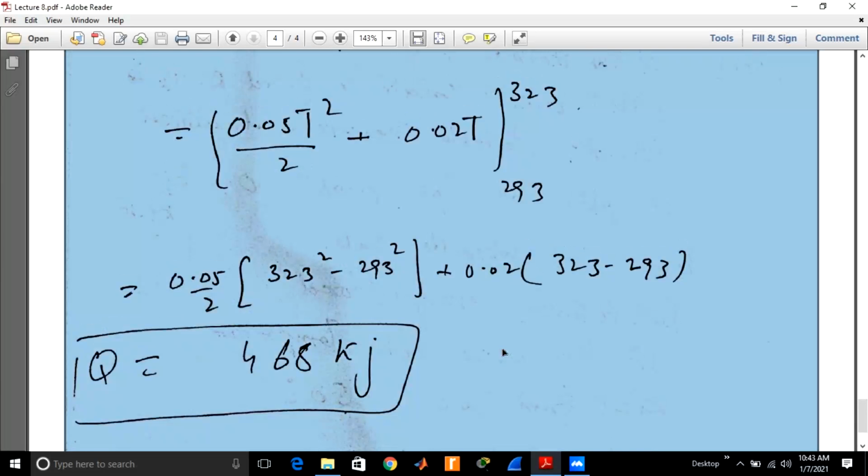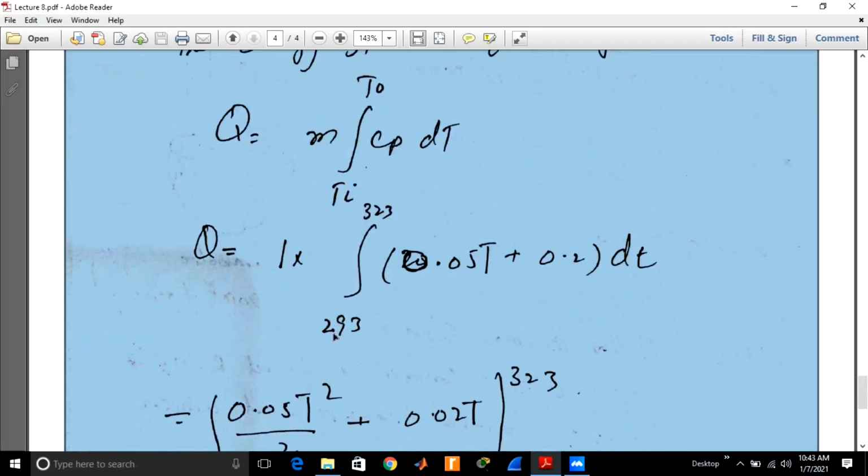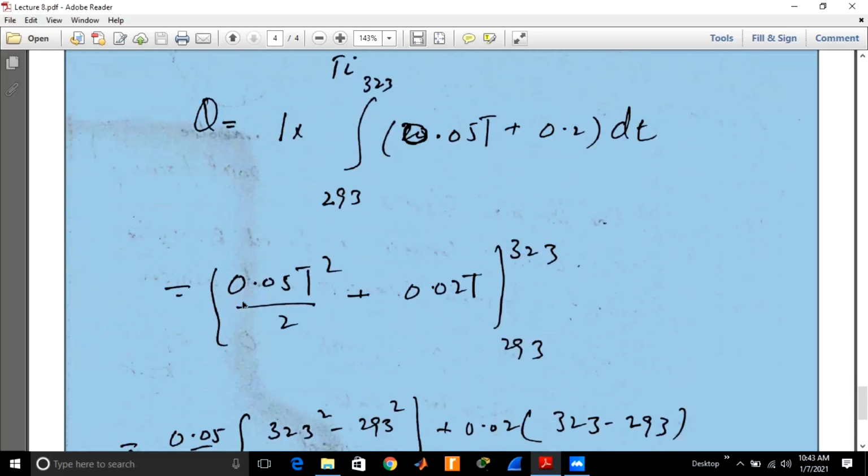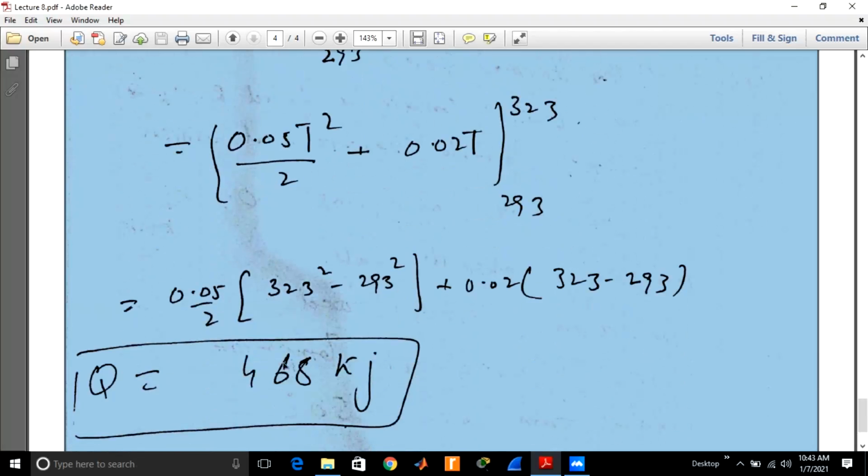So similarly, when we apply the 293 and this, so this is the 0.05 and it will become T square by 2 minus, 0.05 T, 323 and 293. Write the upper and lower limit. 0.05 upper minus lower. I am writing it this way, you can write it this way also. Plus 0.2 upper minus lower. If you simplify this, you will get this answer.